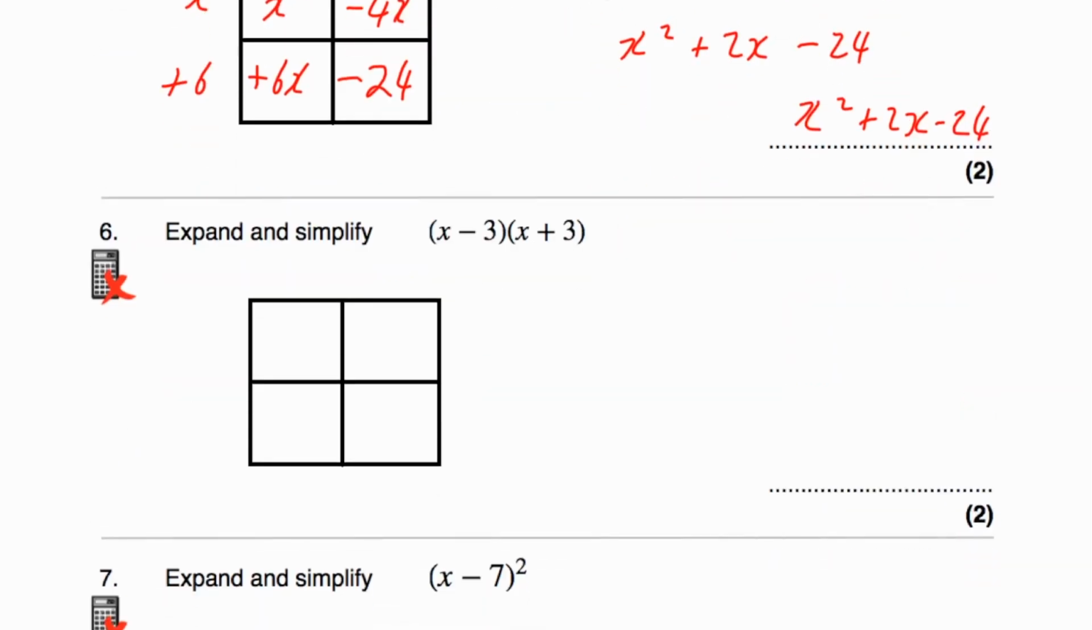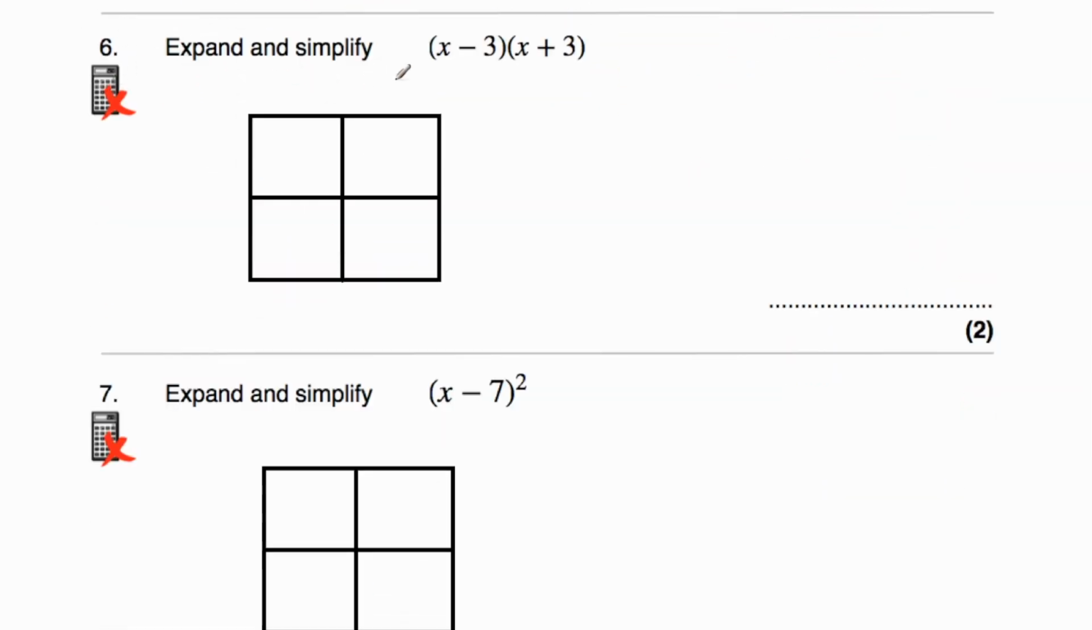Okay, question number 6. We've been asked to expand and simplify x minus 3, x plus 3. So x and then minus 3, x and then plus 3. So x times x is x squared. Then we've got x times minus 3, which will be minus 3x. X times plus 3 will be plus 3x.